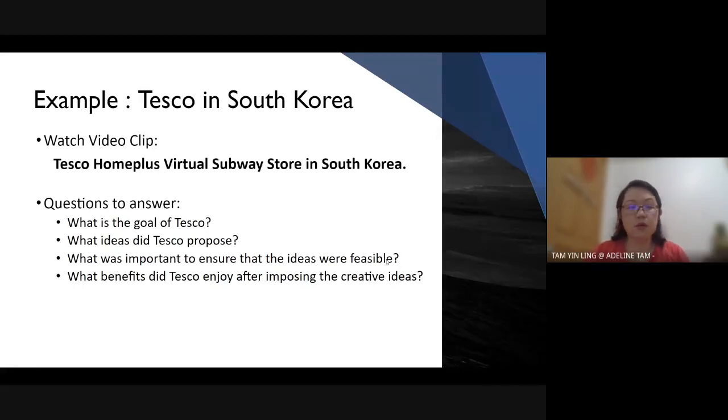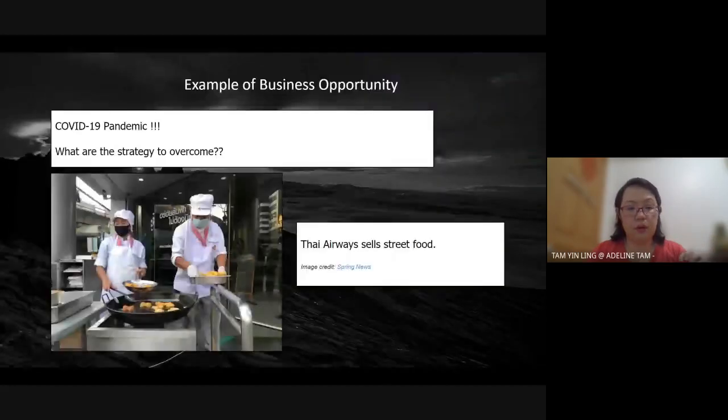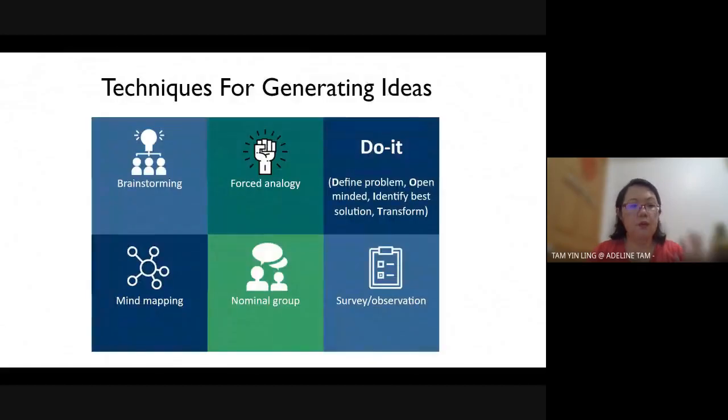So Tesco shows a very good example in this video clip. They did the survey, and with the survey, they suggested the ideas. Same thing for your business, for your project. Next, what are the techniques to create ideas? For example, brainstorming is one way: everyone comes up with ideas and then we find out the best one.